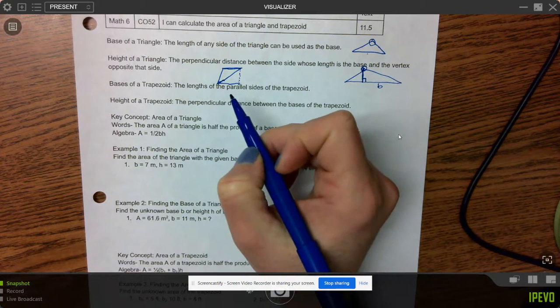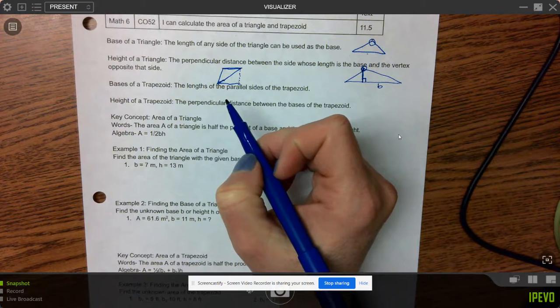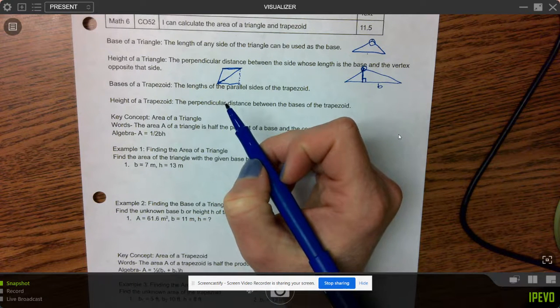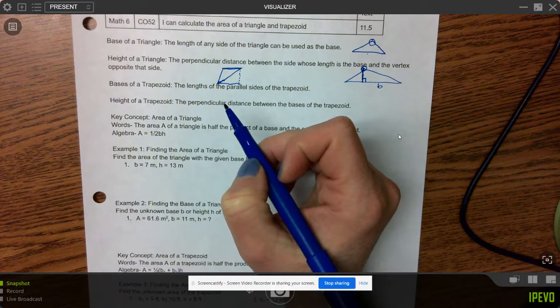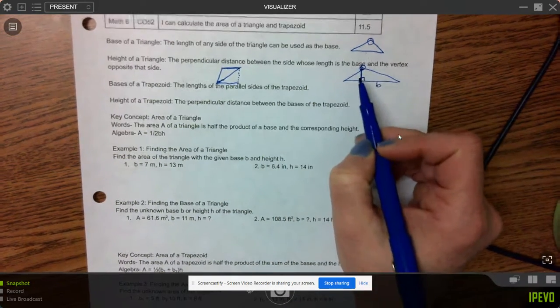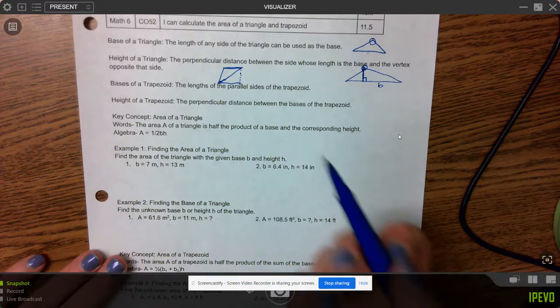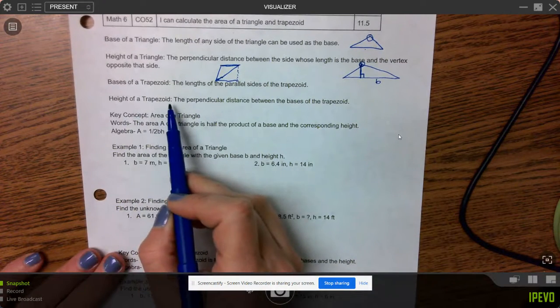So that's something that may come up in our workbook page on how to find that height if it is outside of the triangle. For right now, we're just going to work with triangles that have the height on the inside. It's still the same thing, whether that height is on the outside or the inside, we still find the area the same way. So then we have our trapezoid.